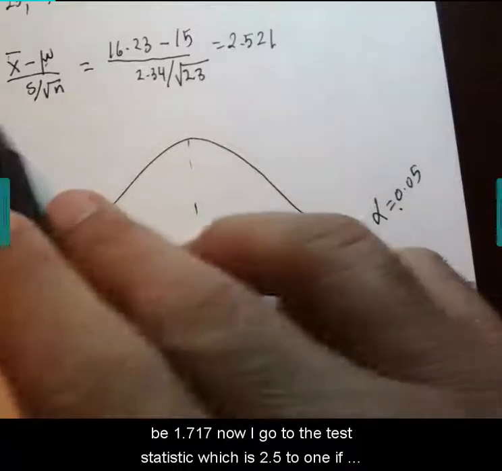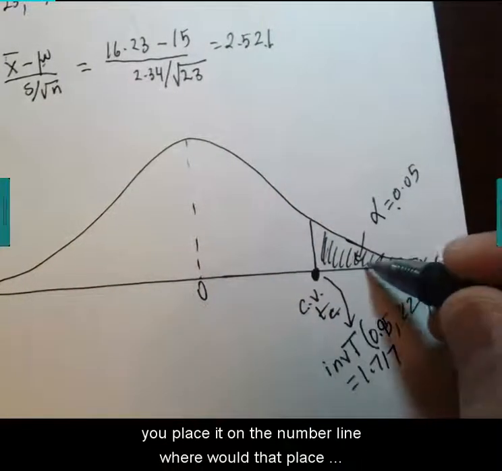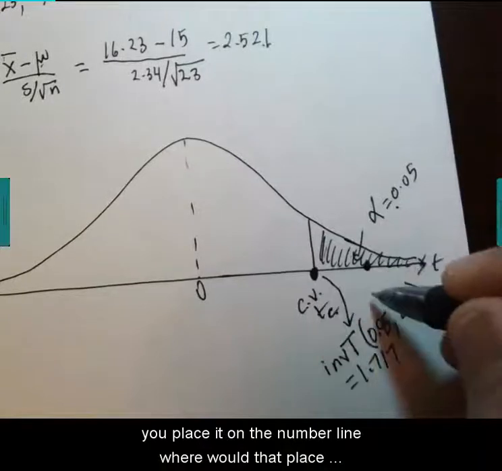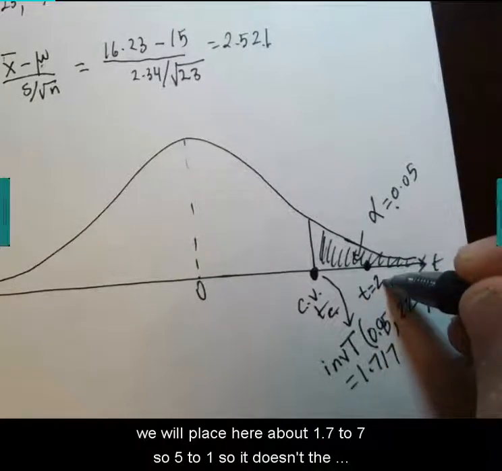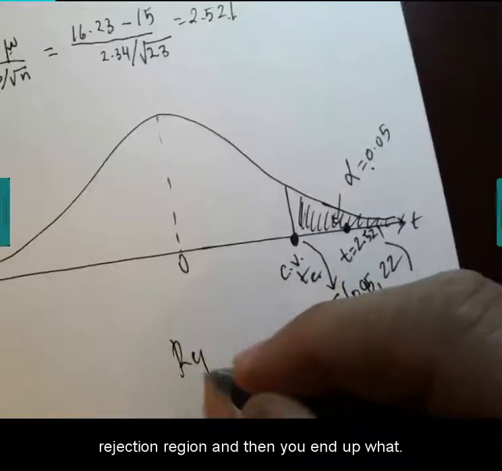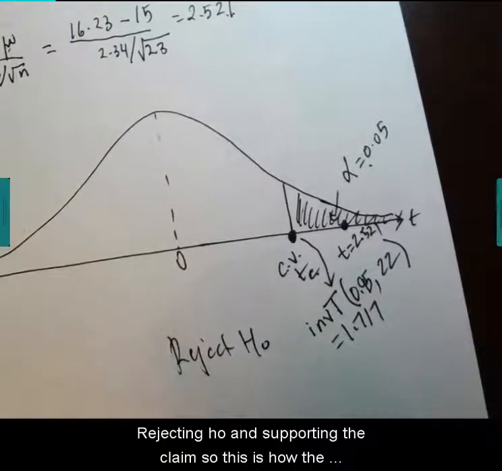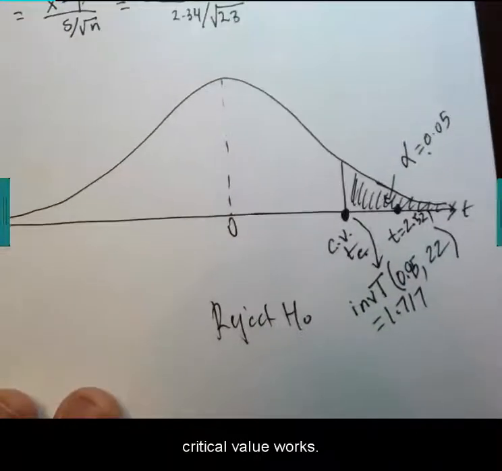Now I go to the test statistic, which is 2.521. If you place it on the number line, where would that be placed? It will be placed here, above 1.717, so it is in the rejection region. And then you end up rejecting H0 and supporting the claim. So this is how the critical value works.